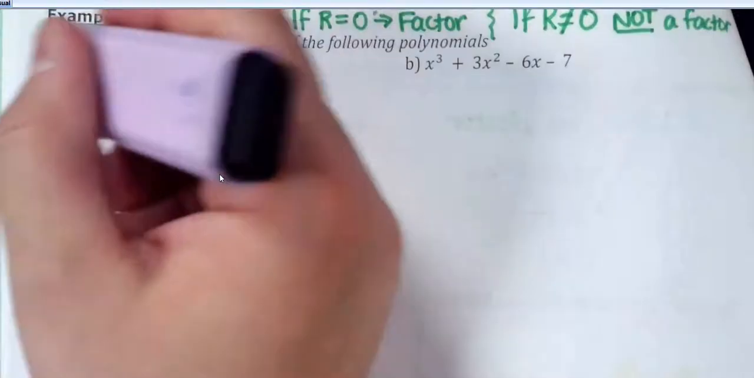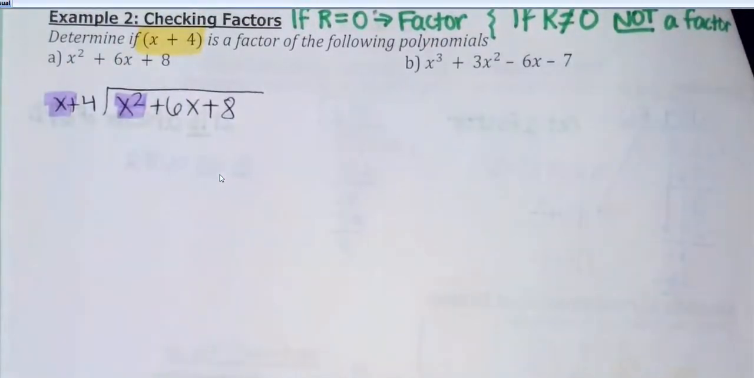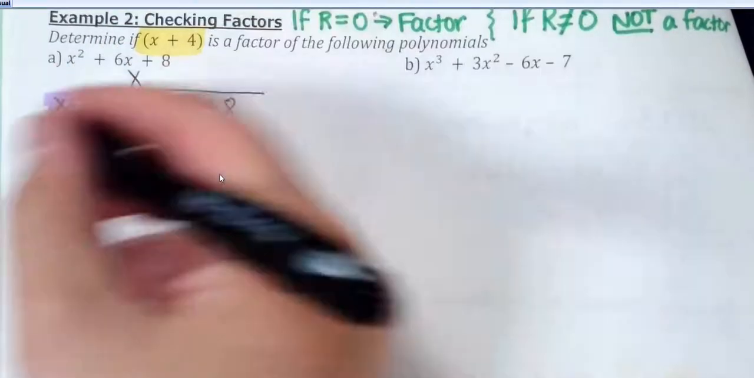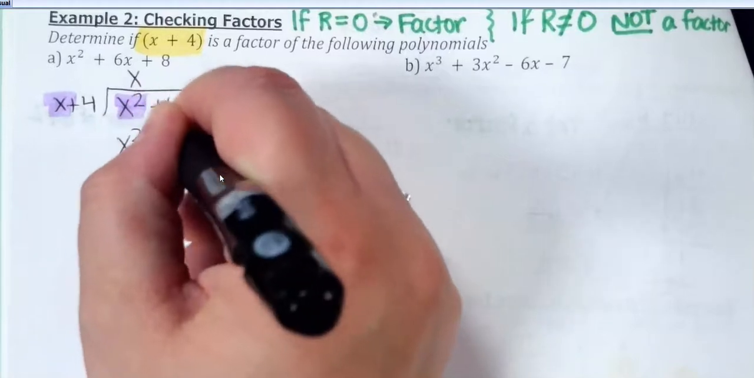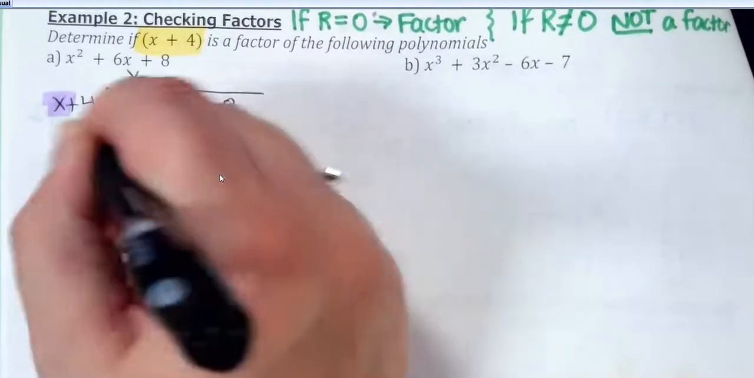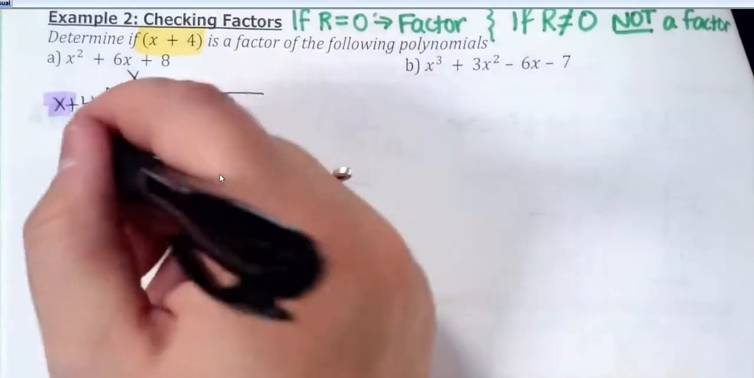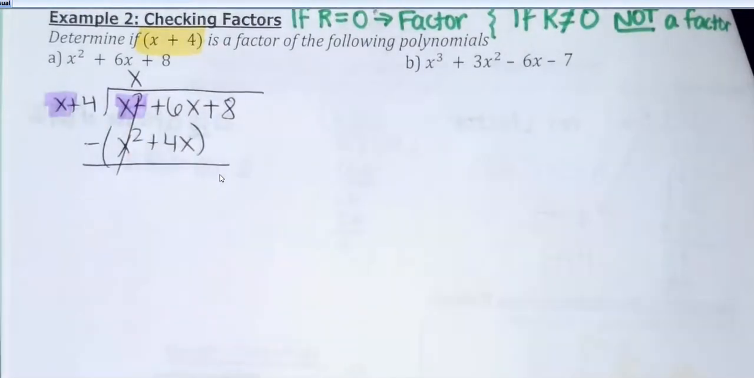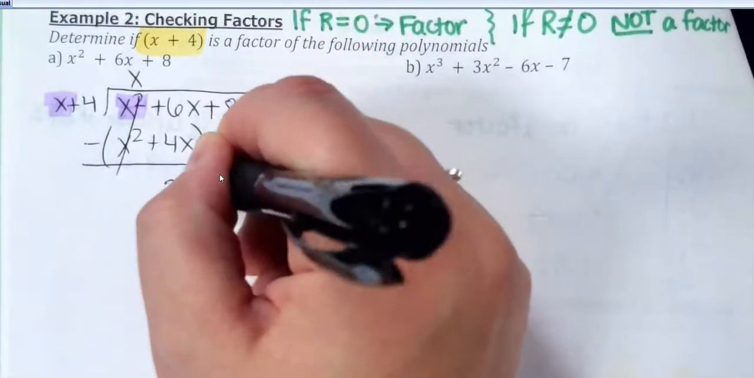So first question, what would you multiply x by to get x squared? Just x. All right, so then that gets multiplied by both guys on the outside. So it'd be x squared plus 4x. And we're going to subtract. x squared minus x squared, gone. 6x minus 4x is 2x. And then go ahead and bring down your next term in the polynomial, which is 8.